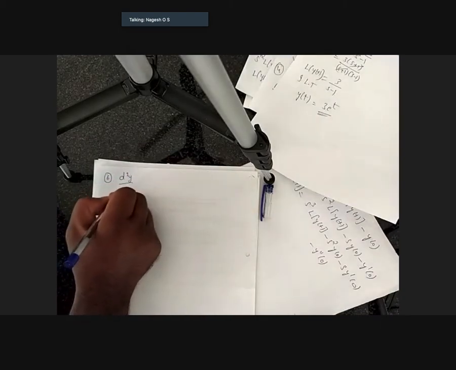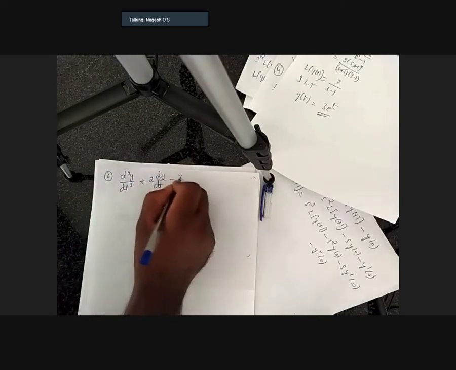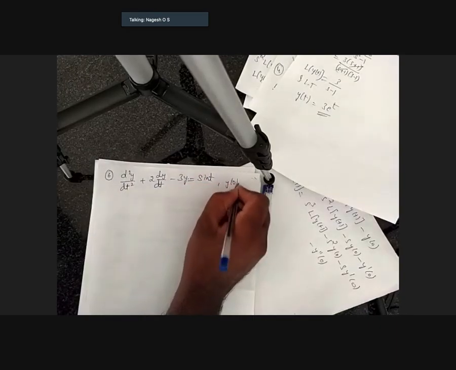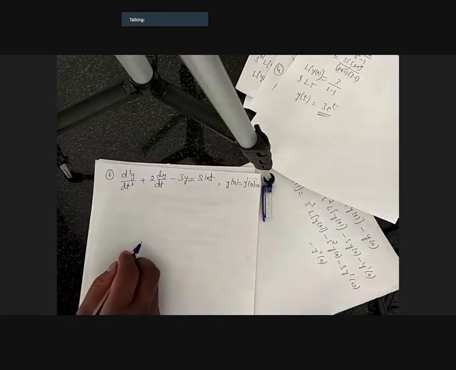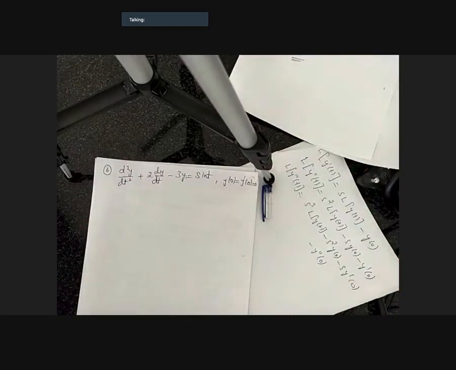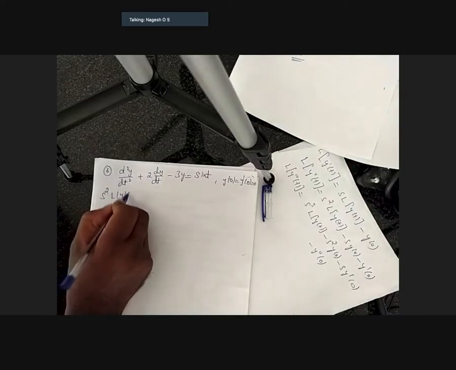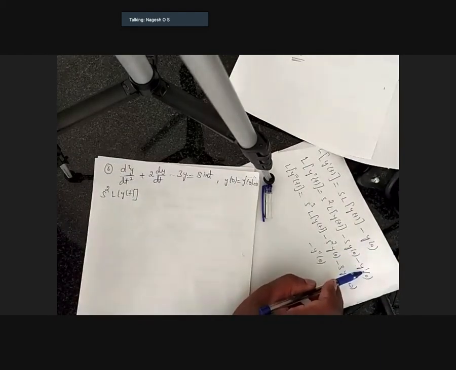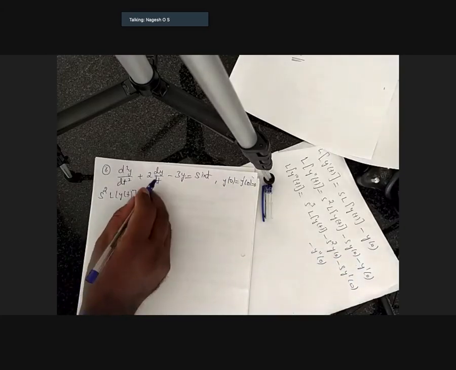d square y by dt square plus 2 dy by dt minus 3y equal to sin t, y of 0 equal to y dash of 0 equal to 0. This is the given problem. First thing is write what is y double dash of t. y double dash of t is s square L of y of t minus, this will be 0 because y of 0 is 0, y dash of 0 is also 0. So I won't write these two terms, plus 2 y dash of t.